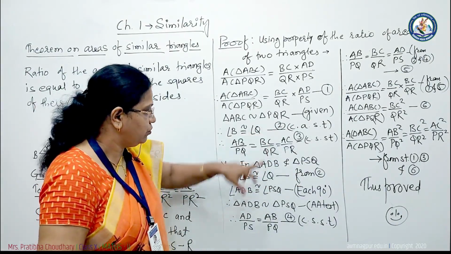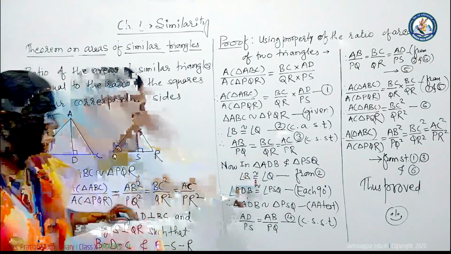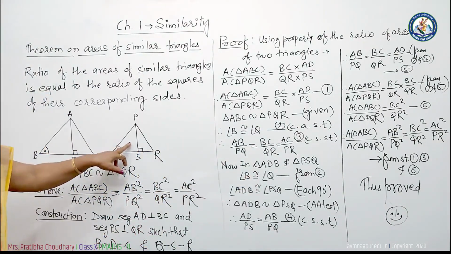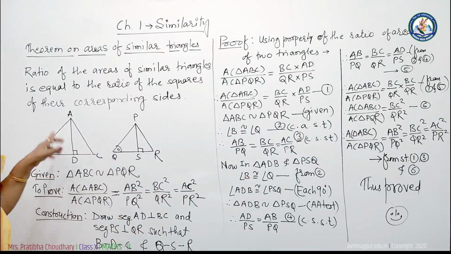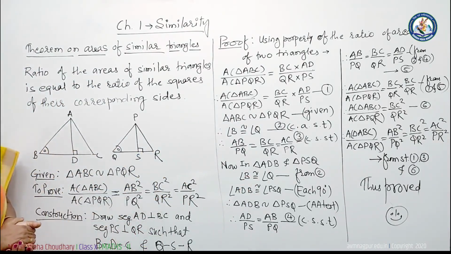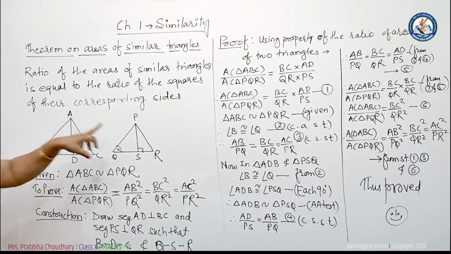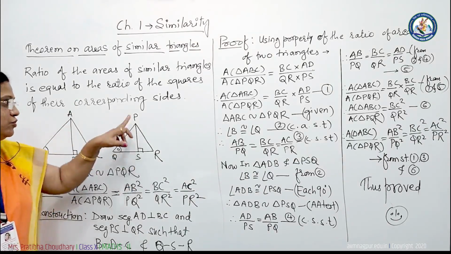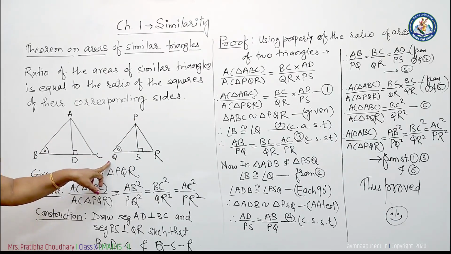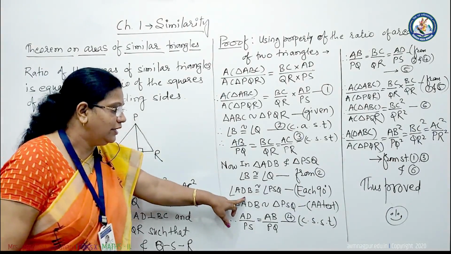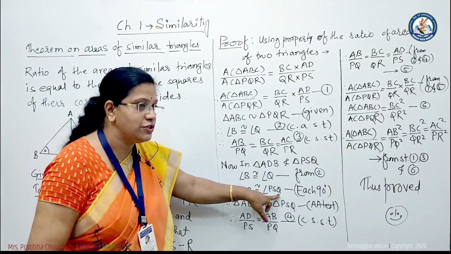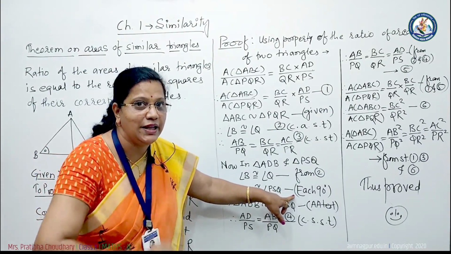From statement number 2, we can take angle B is congruent to angle Q, as they are angles of these two triangles also. After that, we need one more angle if we want to prove by the AA test. So there is a right angle. We have constructed AD perpendicular to BC, so angle ADB is a right angle, and PS perpendicular to QR, so angle PSQ is a right angle, and therefore angle ADB is congruent to angle PSQ. What's the reason? Each is 90.